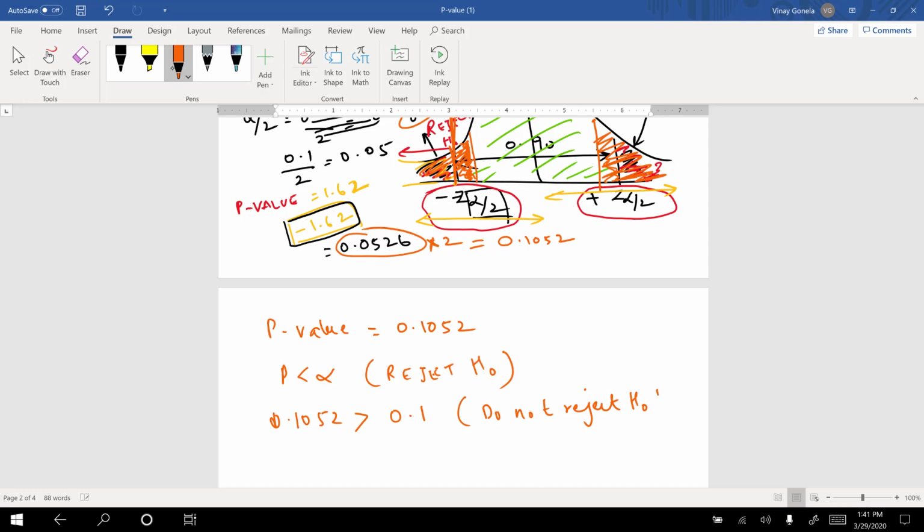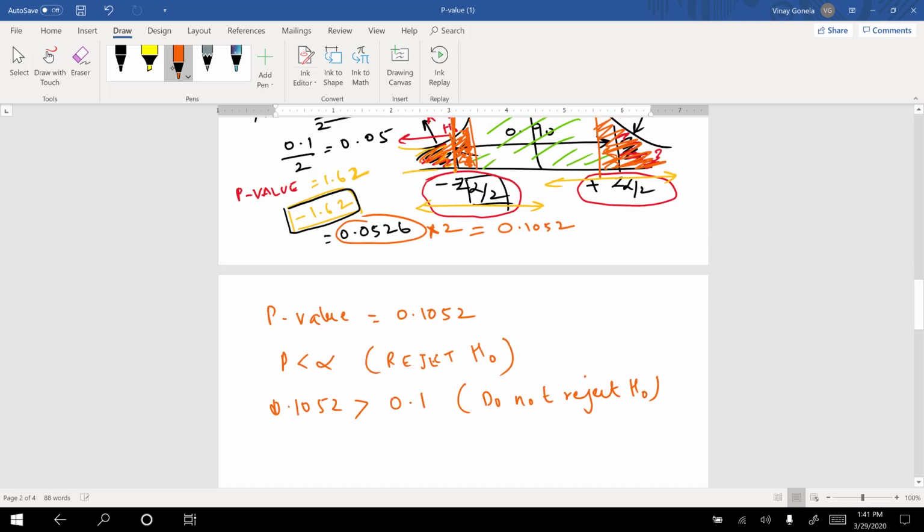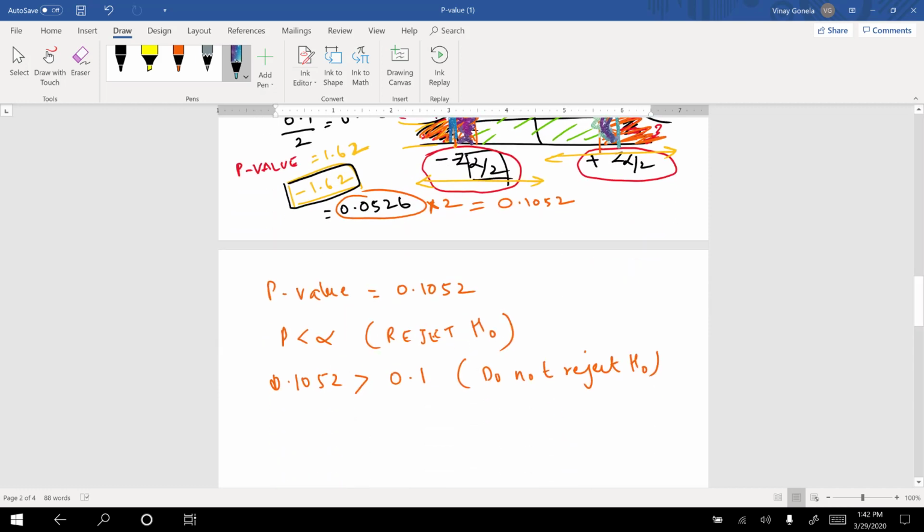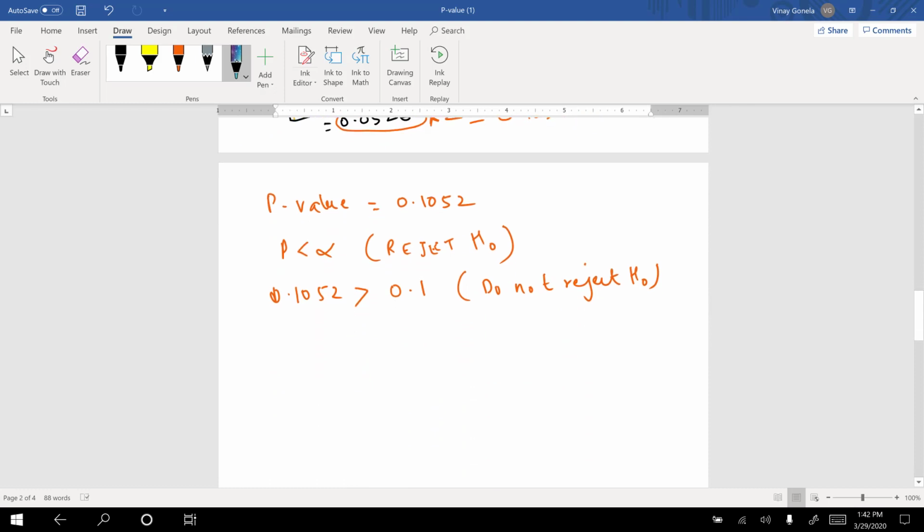H null. That means, as we discussed, if you see these rejection critical values, it's falling inside the do not reject region, the probability. So that's the reason why all these things are happening. So that's how you will be calculating p value. So this is the concept of p value.